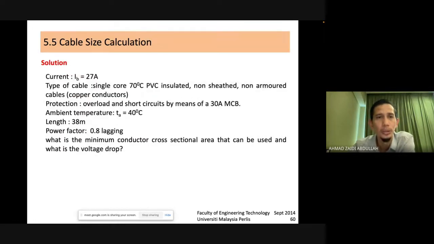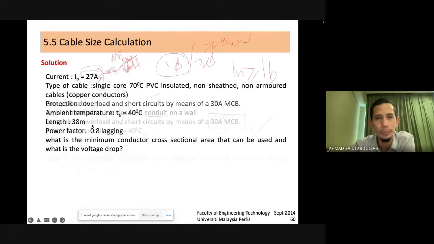Okay, so let us try referring to this example. We have IB 27 A, and the cable type is single core. Then the protection is 30 A, already shown and given. Then we have an ambient temperature of 40 degrees, a length, and a 0.8 power factor.